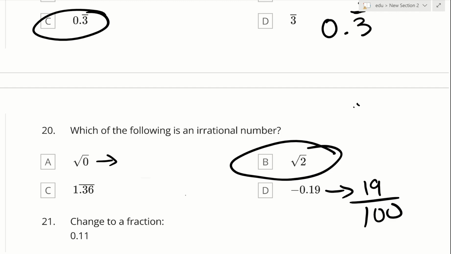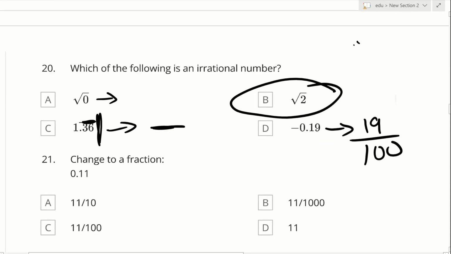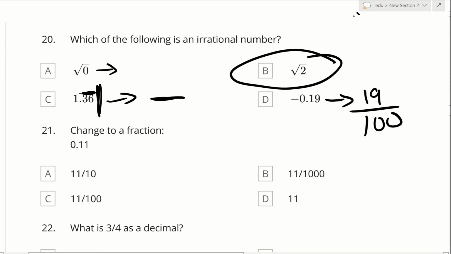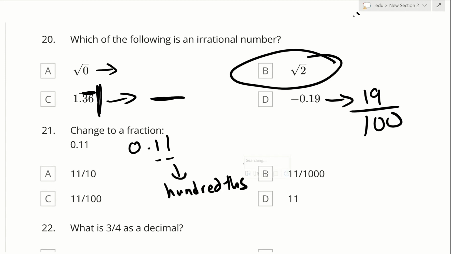And anytime you have a repeating decimal, it can be expressed as a fraction. Change to a fraction. So 0.1111, this right here is the hundredths place. So it's going to be 11 over 100.